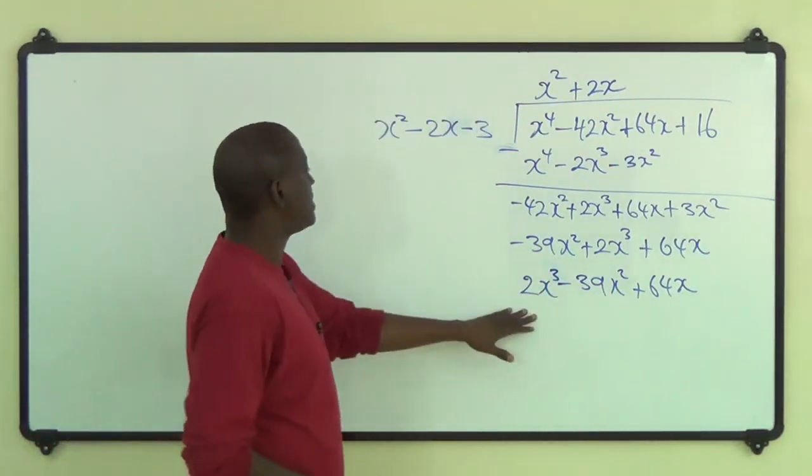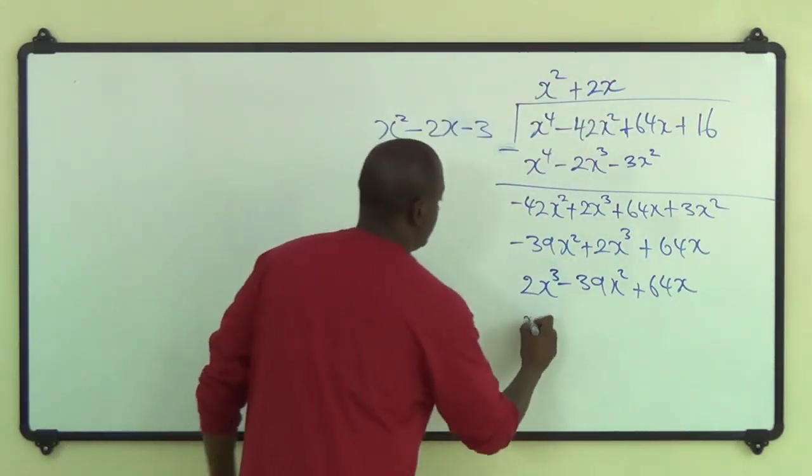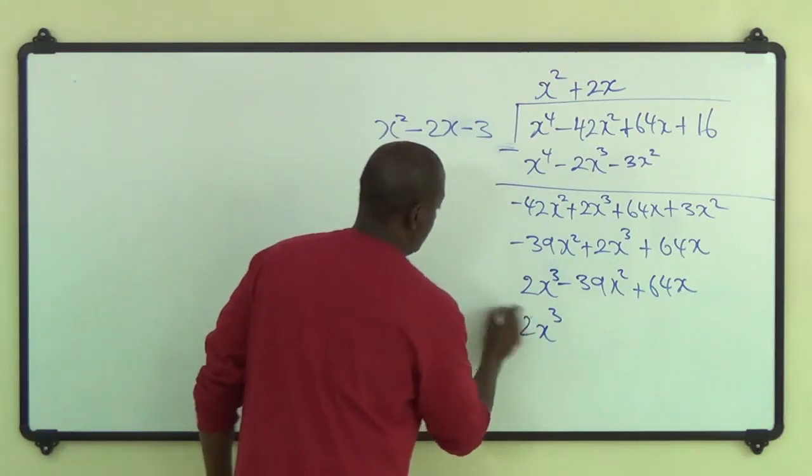So x squared into 2x cubed is 2x. 2x by x squared is 2x cubed. So we minus in.